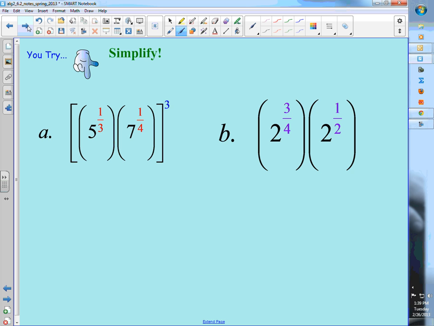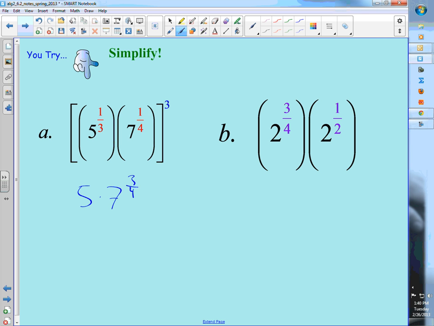But now we get into some further examples here. The key here with all our properties is: are the bases the same or are they different? Here, your bases are different. So you can't combine the 5 and the 7 and the 1/3 and the 1/4. What can you do? Distribute the power, right? So you're going to get 5 times 7 to the 3/4 power. That's all you can do.